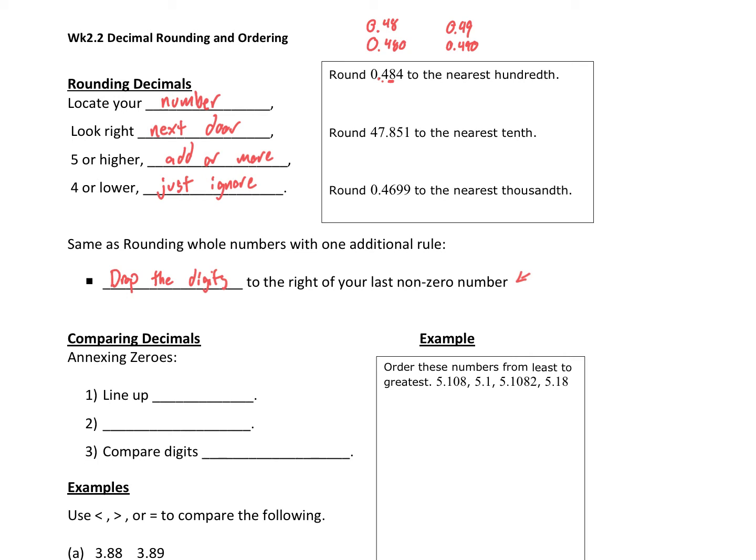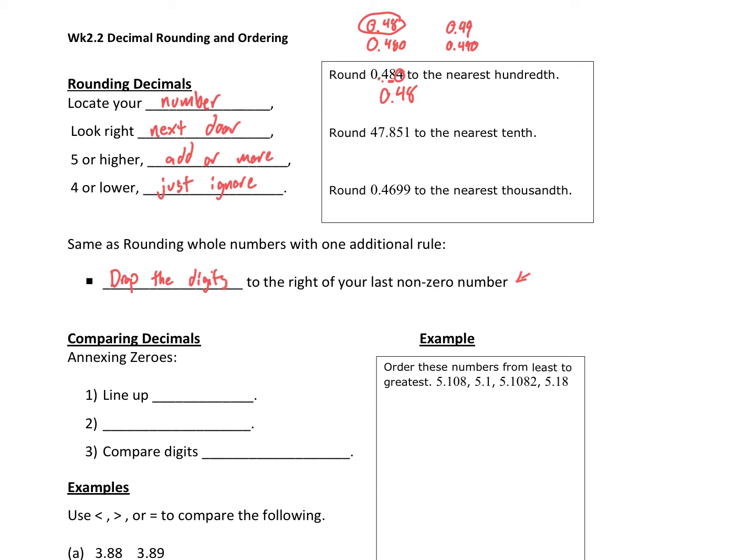How do we know? Well, we look right next door. 5 or higher, we'd add 1 more. 4 or lower, we ignore. So 4 is lower, so we ignore it. So it's 48 hundredths. All right. 48 hundredths is the same as 480 thousandths. It's just not as precise. They're the same thing. They equal each other in math. In science, we use them a little differently. So that's why we're not going to add that 0 to it.